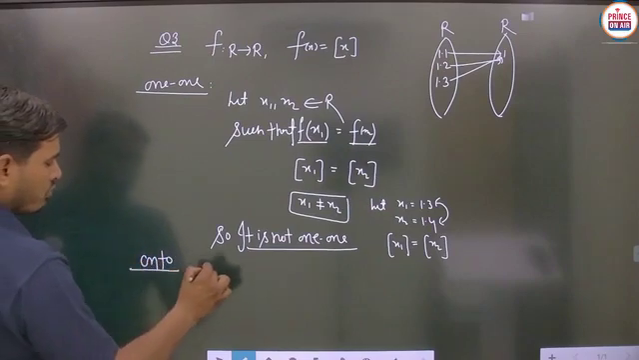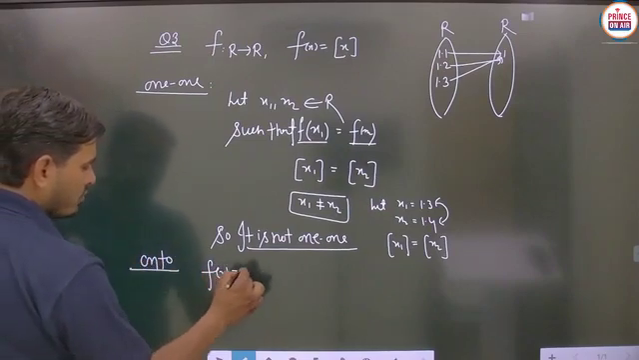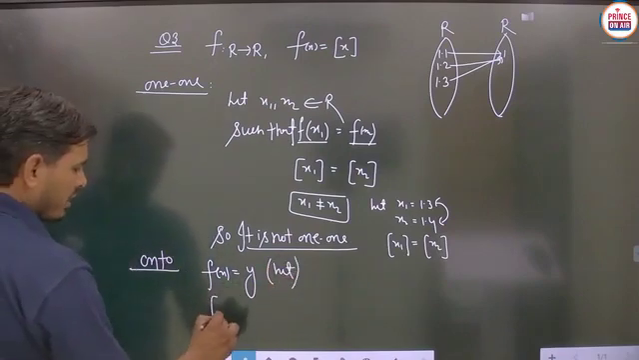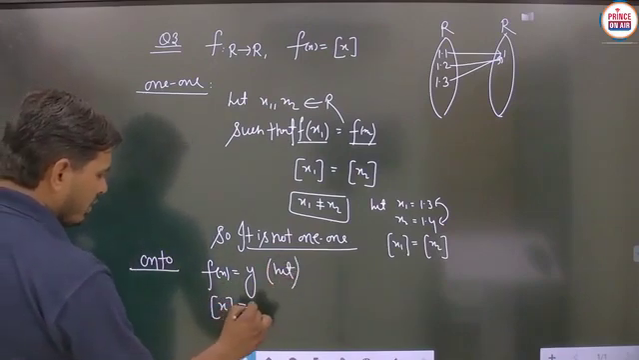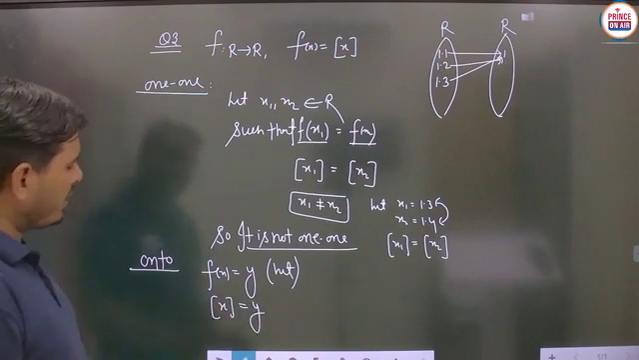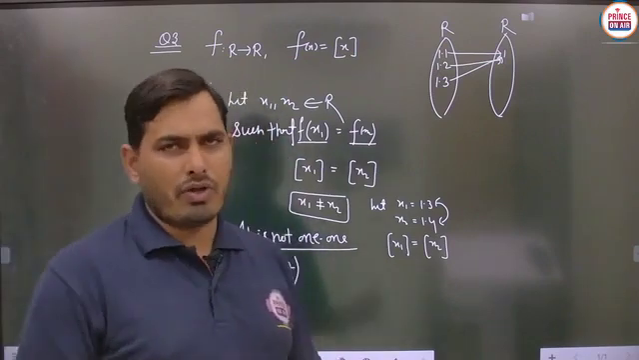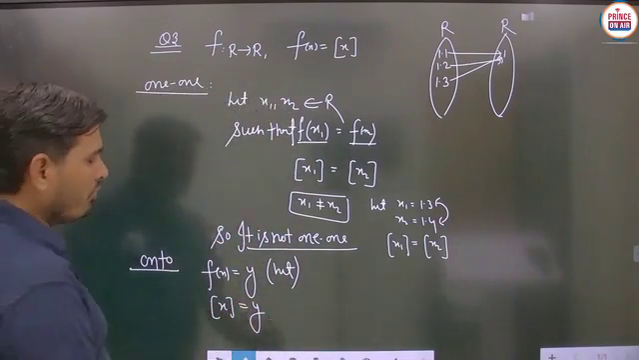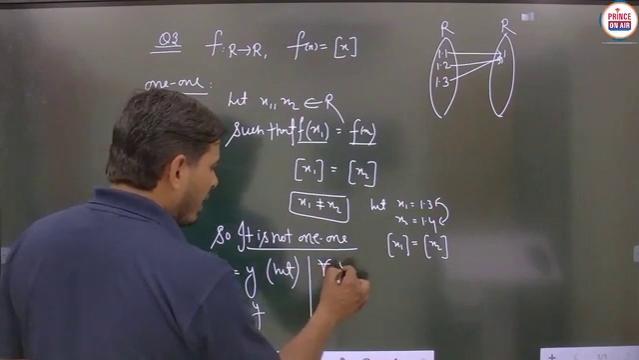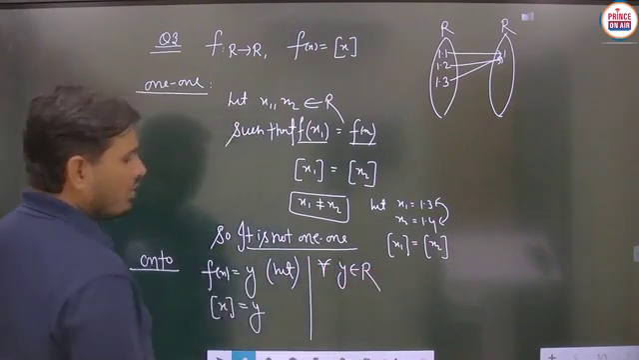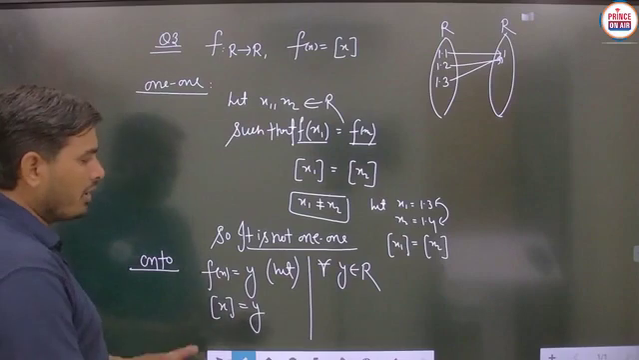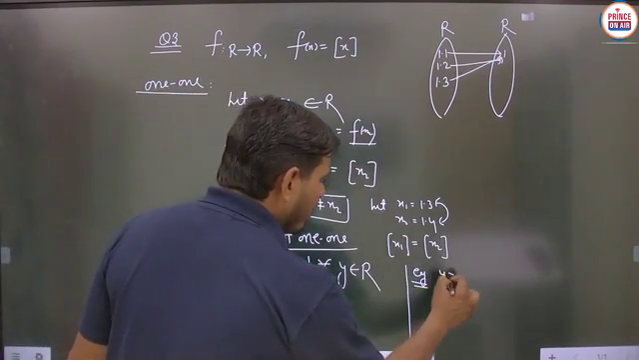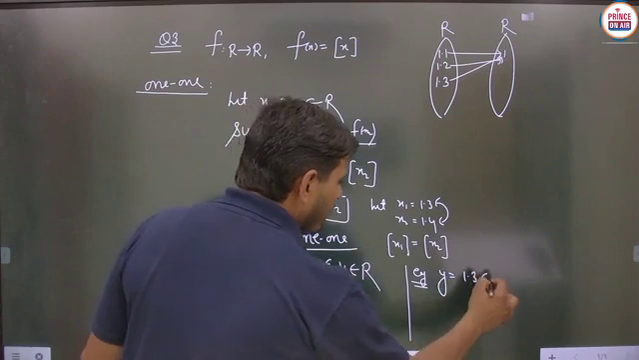For onto, students, let f(x) equal y. Now f(x) is the greatest integer of x, and that should equal y. Always keep in mind that the greatest integer provides an integer value here. Now we have to check for all y belonging to the real numbers. Suppose we take a real number y equal to 1.3, which does not belong to the integers.